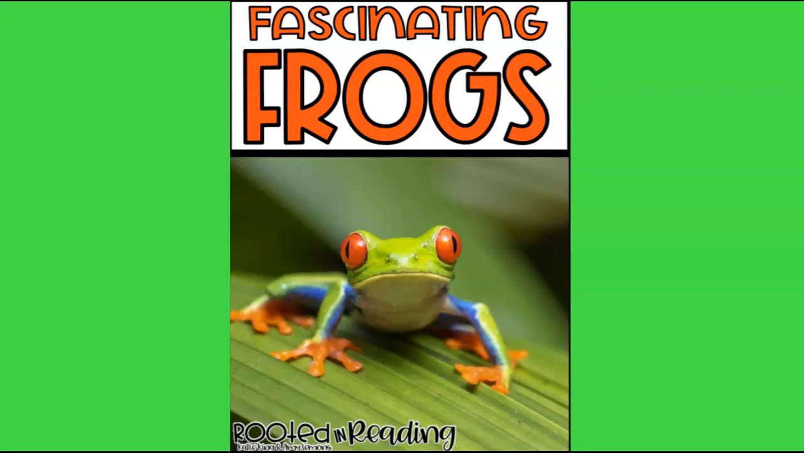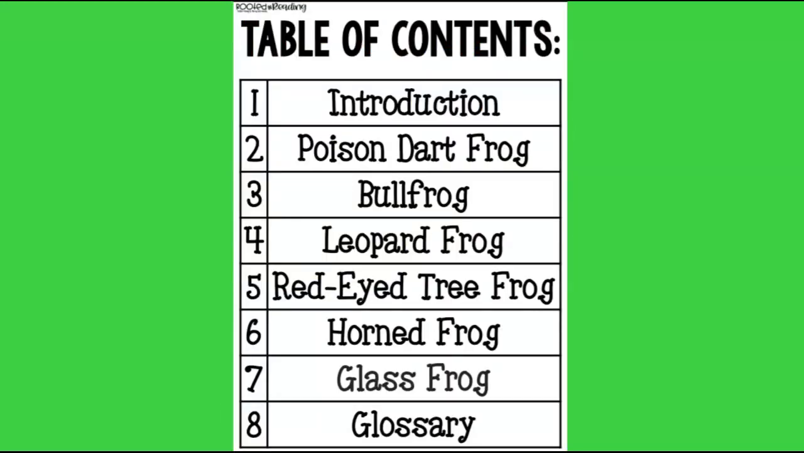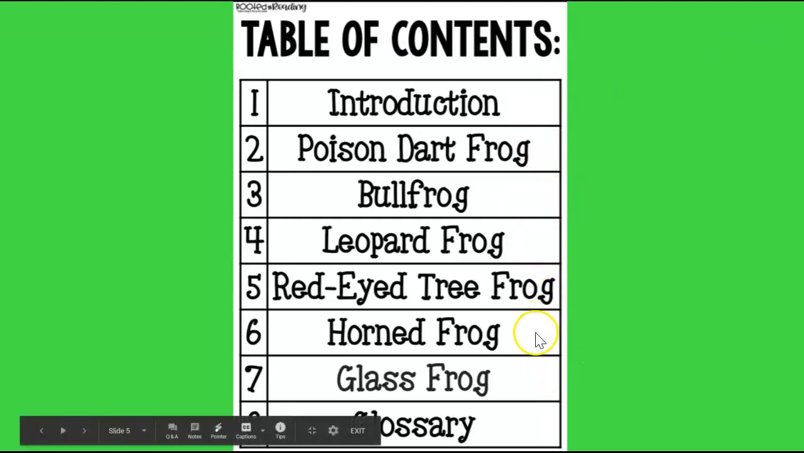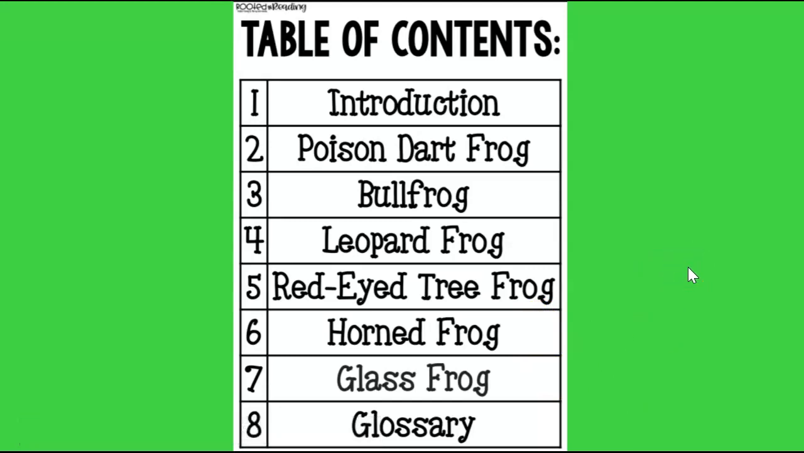As you are familiar with, our nonfiction stories of the week have a table of contents. We're going to read the introduction and about all these different types of frogs that you can see on this page. Then at the end, like we do in a lot of nonfiction books, we have the glossary, which has all of the special vocabulary words that you're going to learn throughout the story as well.